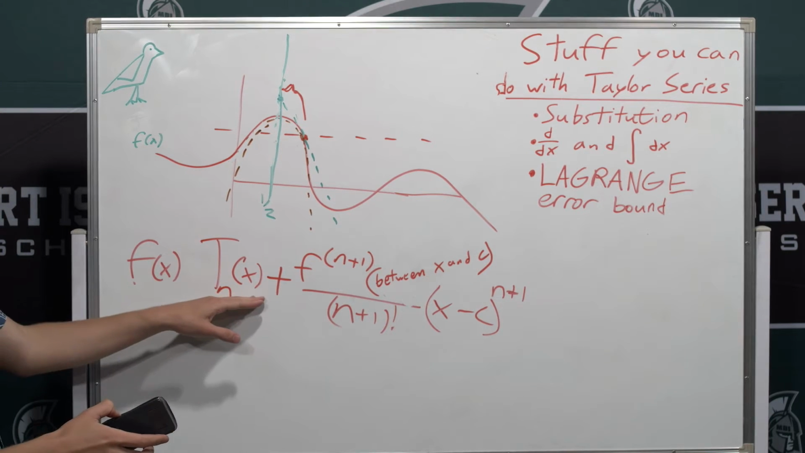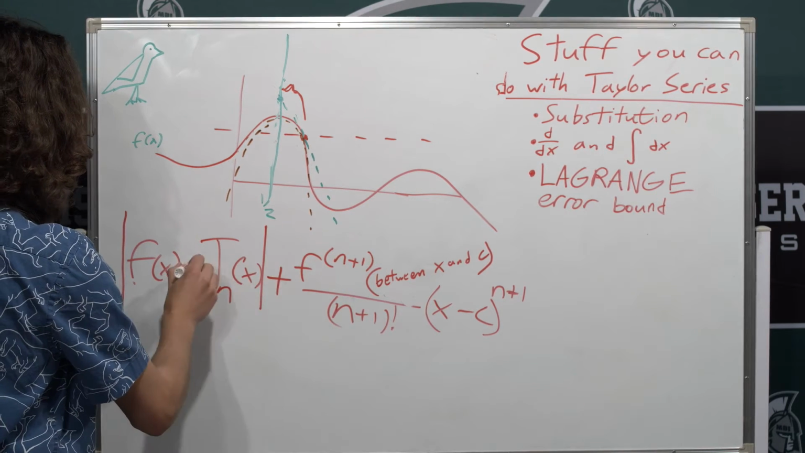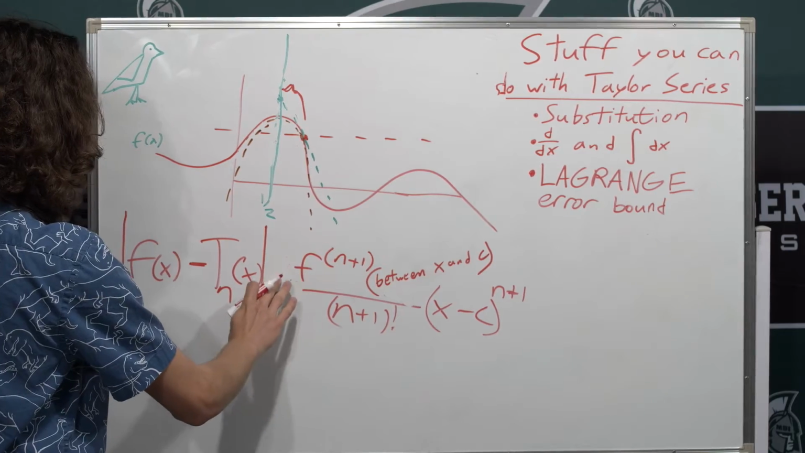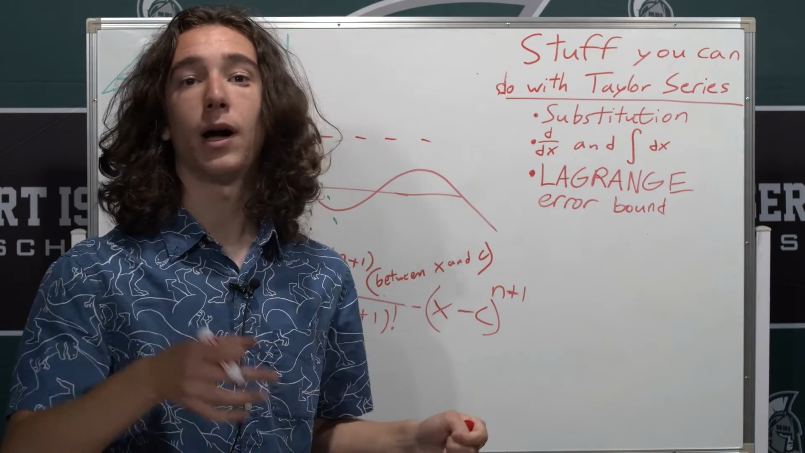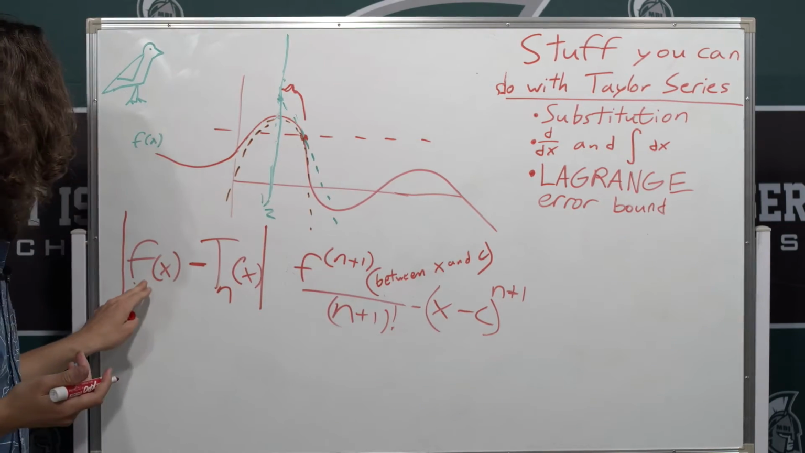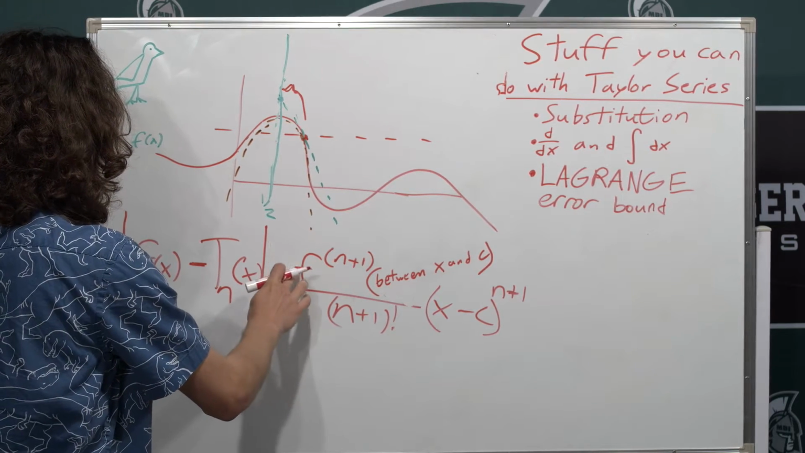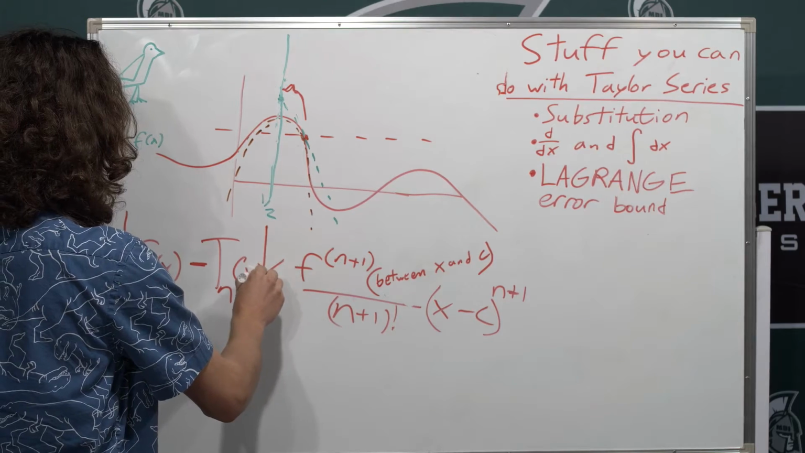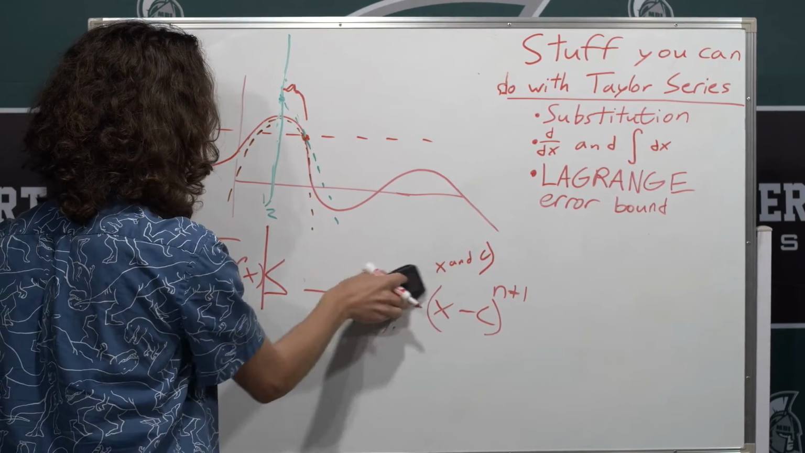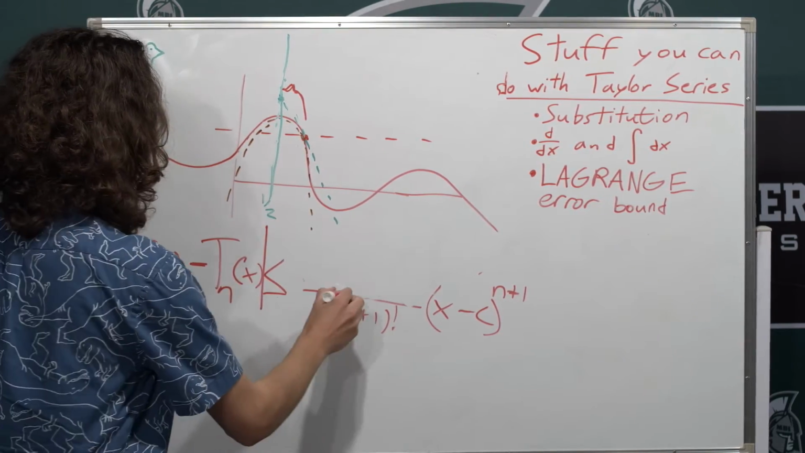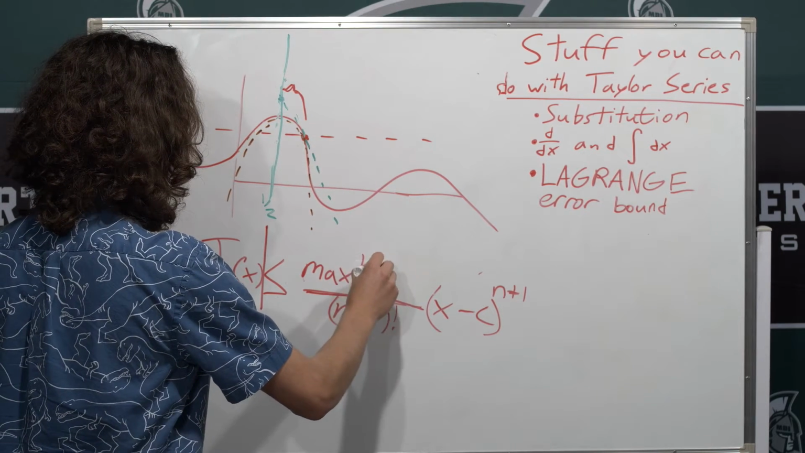that, let's subtract this to this side, and so we'd say the absolute value of our difference, again, just like in the alternating series error bound, the real sum minus our partial sum, so the real function minus our nth degree Taylor polynomial, is less than or equal to the maximum of our next term.